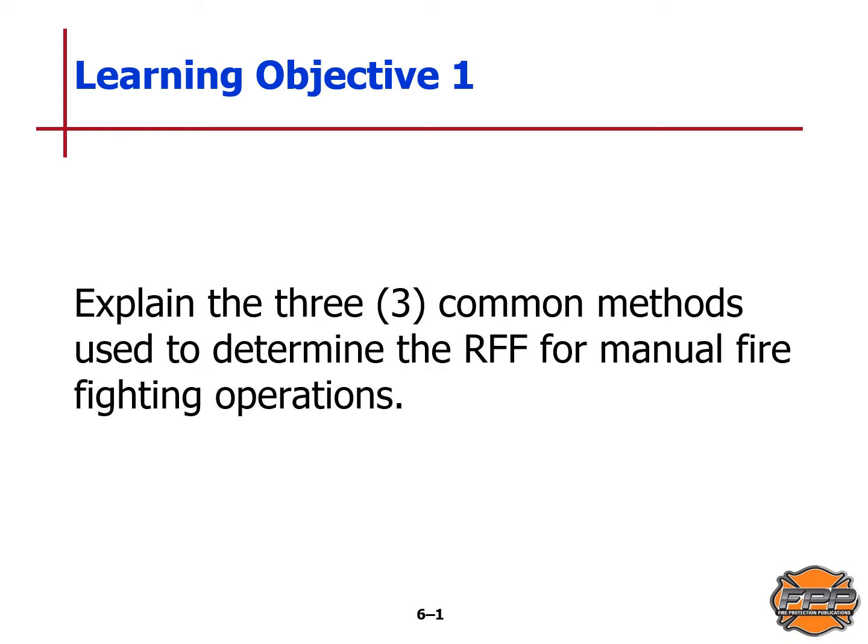The first learning objective will be to explain the three common methods used to determine the RFF for manual fire operations. Secondly, in learning objective 2, we will explain the two methods used to determine the requirements of fire flow for automatic sprinkler systems. And third, explain how fire flow requirement for the three classes of standpipe systems works.